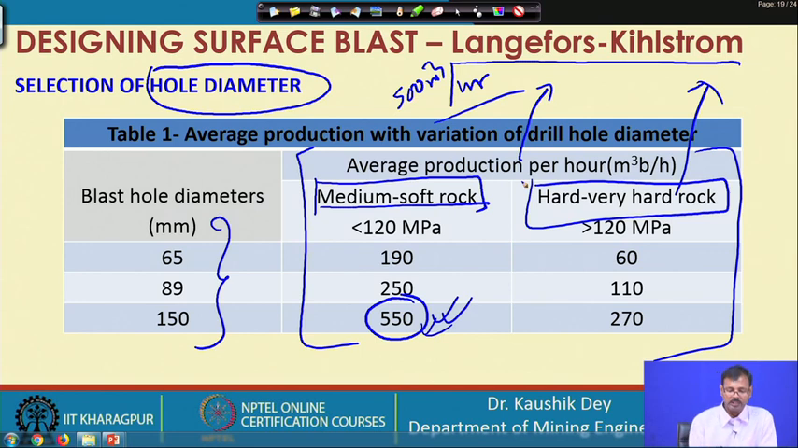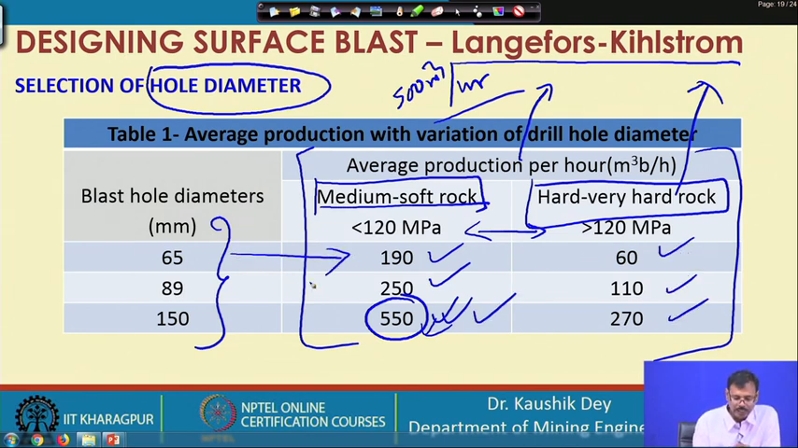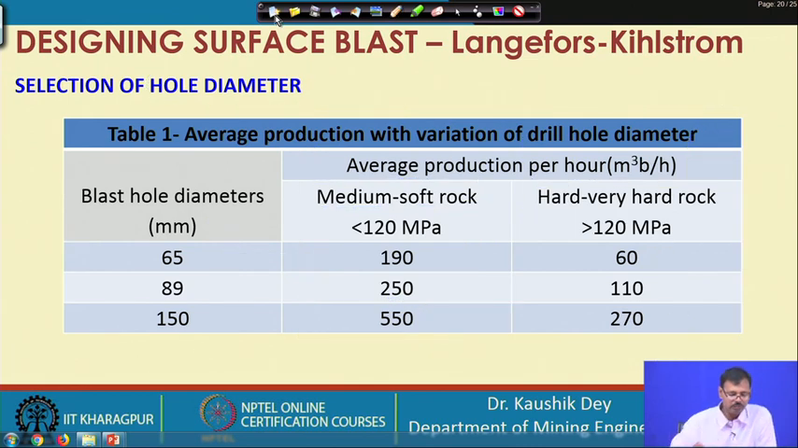He has classified strength basically in two parts, one is hard and another is medium soft, that is greater than or less than 120 megapascal, and based on that he has given the guideline of the different production rates and the diameter of the drill corresponding to that production rate and that strength. So, these guidelines will give the user an idea about what should be the possible diameter of the blast hole. He has also categorized the blast hole in two broad categories.